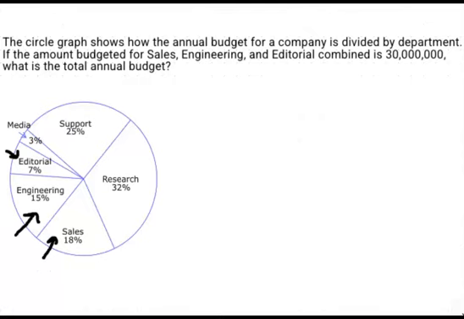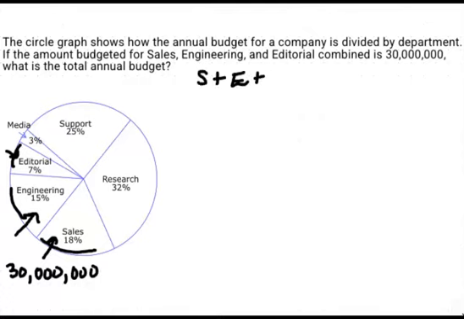Okay, so it's telling you that a part of the budget, we've got this editorial, the engineering part, the sales part, that's going to be $30 million. So we want to find out what the whole budget is going to be. So a couple things, again, remember that with a circle chart, 100% is that whole circle. And let's look at what our sales plus the engineering plus the editorial will come to.